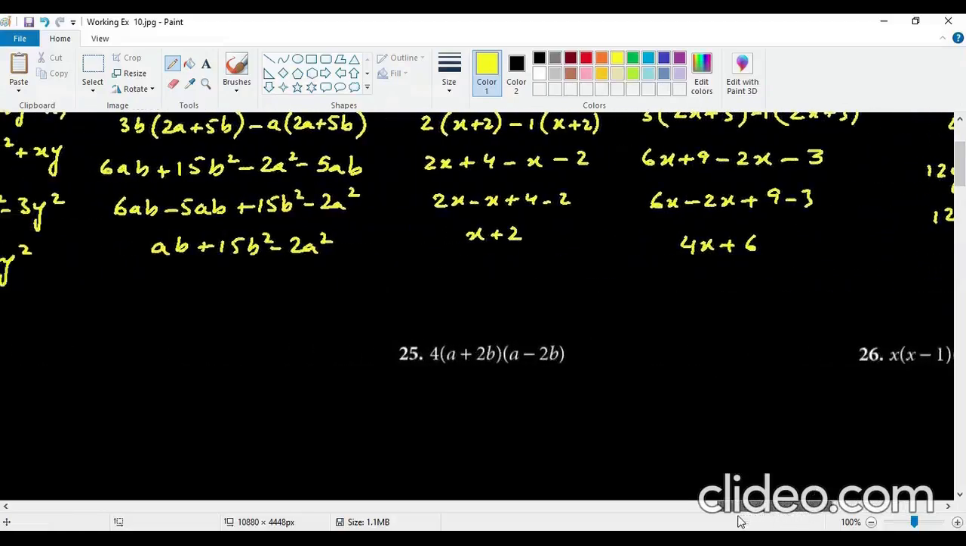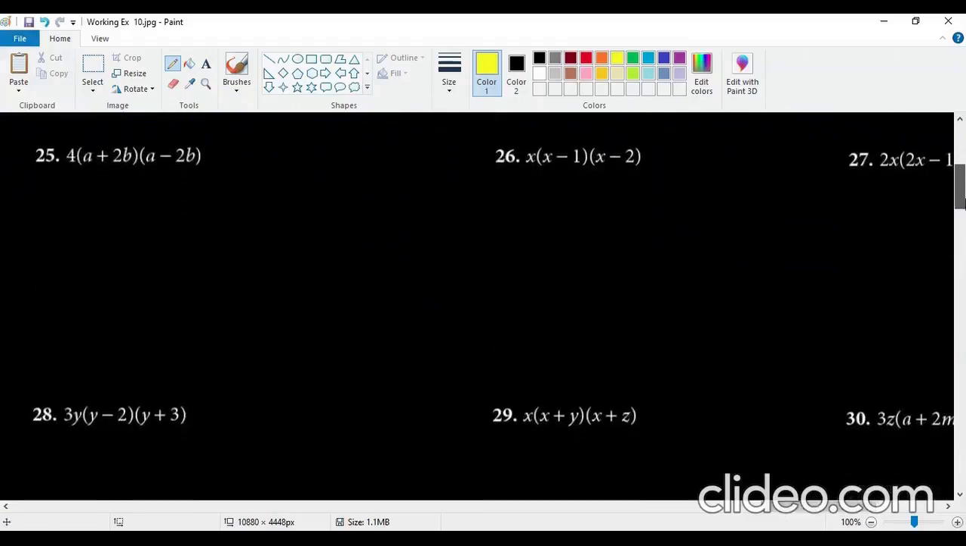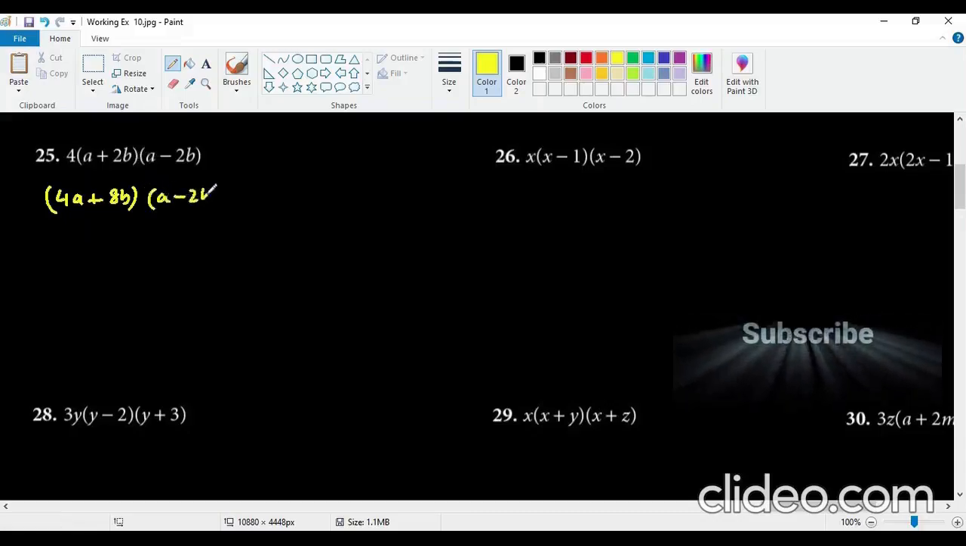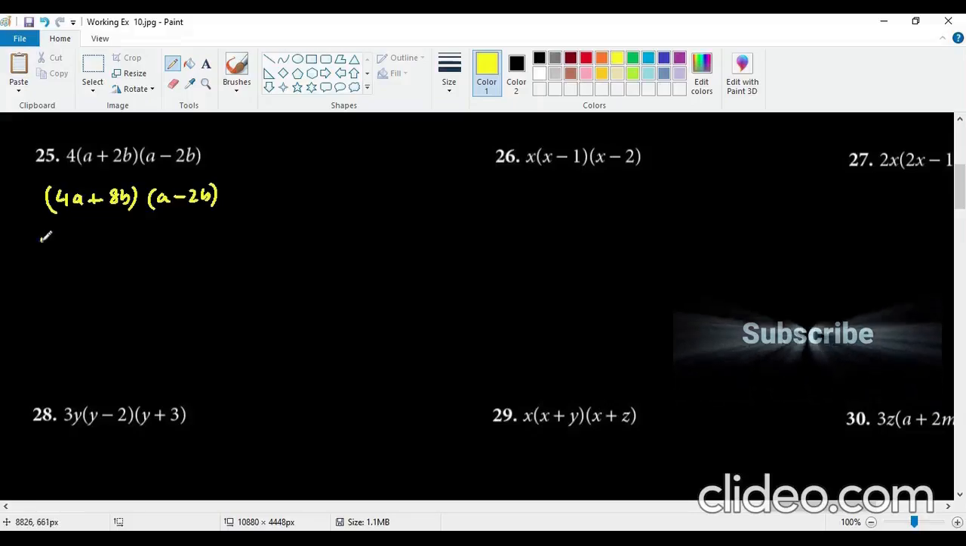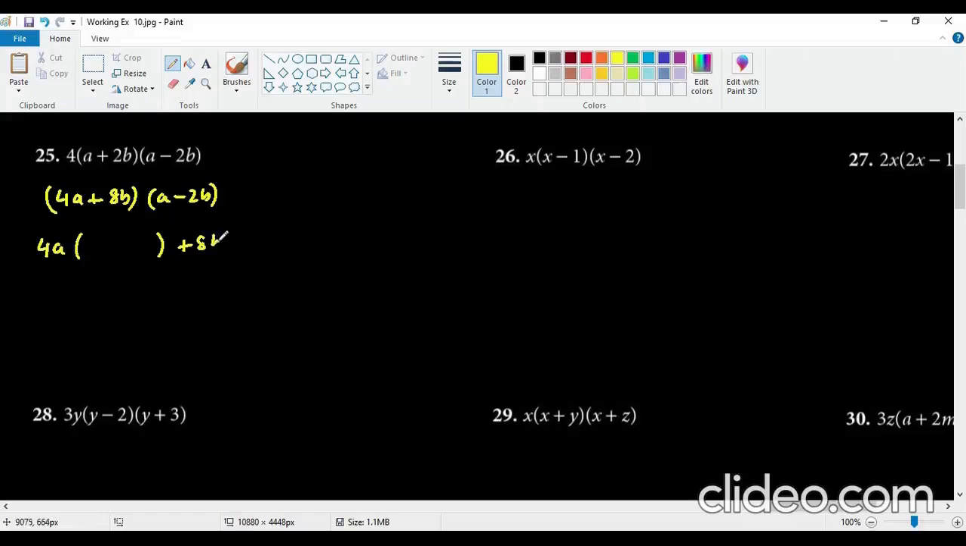Question number 25 we will do in this way, that first we multiply 4a plus 8b in the first bracket, because 4 is multiplied by a and then plus 2b, and then it's multiplied by a minus 2b. So I keep 4a, and in the bracket I will write a minus 2b, and then plus 8b, in the bracket I will write a minus 2b.